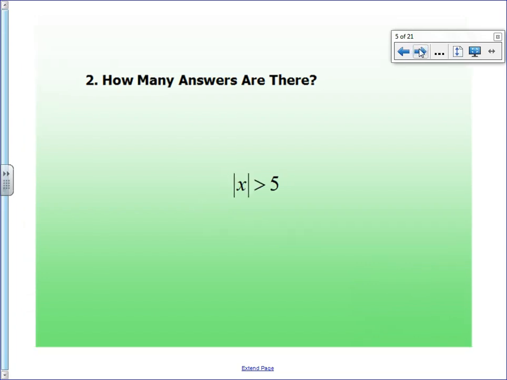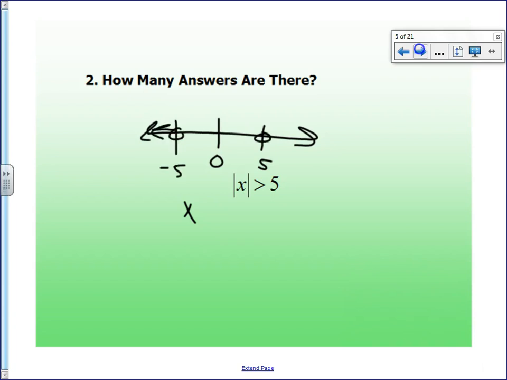Then we got into absolute value inequalities. When is the absolute value greater than 5? Well, we made our number line. What numbers are more than 5 away from 0? Well, it could be anything greater than 5 or anything less than negative 5. So we said it's either greater than 5 or numbers that are less than negative 5. And we represented that on our number line to show all those infinite number of possibilities.